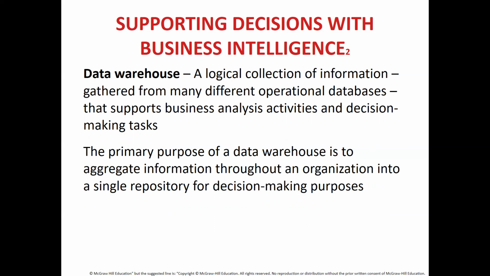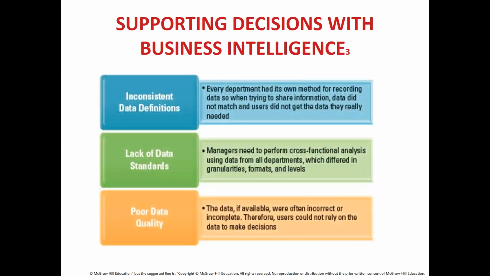So like I mentioned earlier, a data warehouse is a combination of many databases. The main purpose is to aggregate information. When you talk about aggregate, it means to summarize information throughout the organization and place it into a single repository. Now, the word repository means database. And what is the purpose for placing it into a single database? It makes it easy for decision making.